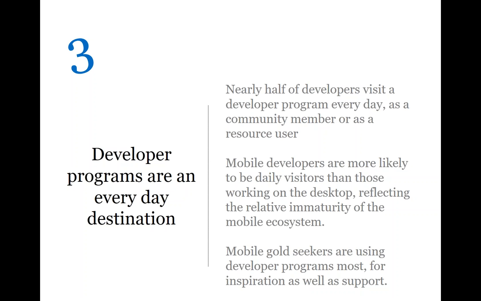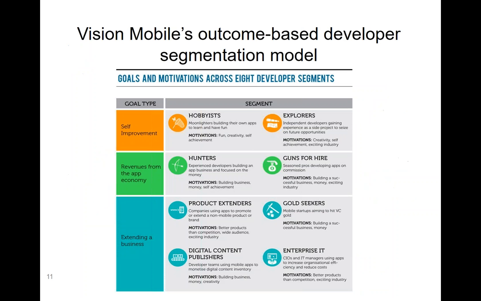Now, I should probably explain what a mobile gold seeker is if you're not familiar with Vision Mobile and how we divide up our survey subjects. So what we have is an outcome-based segmentation model, which divides up the developers into 8 segments, looking at what they intend to achieve through their development rather than income or demographic or regional areas.